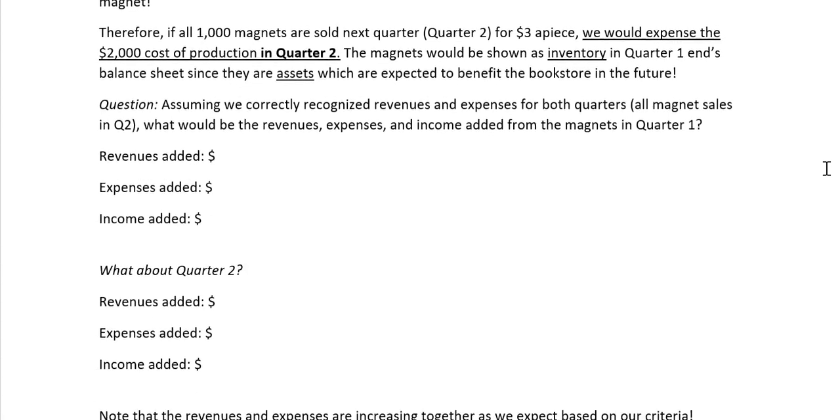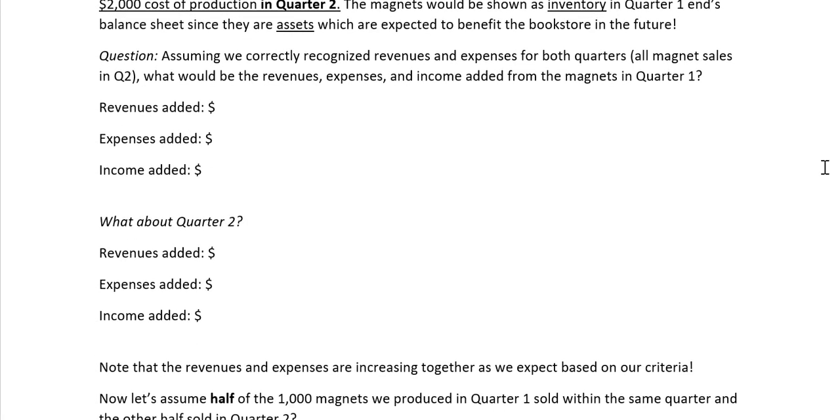So let's look at a question here. Assuming we correctly recognize revenues and expenses for both quarters, so this is quarter 1 and quarter 2, but all the magnet sales were in quarter 2, what would be the revenues, expenses, and income added from the magnets in quarter 1? So take a minute to try this, and we will go over the solution in the next video.